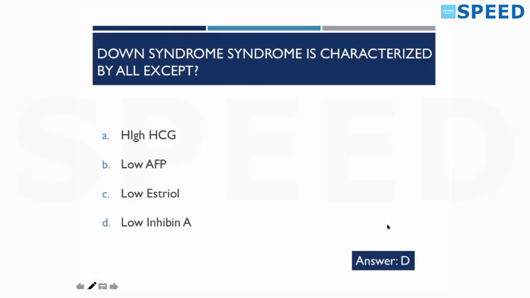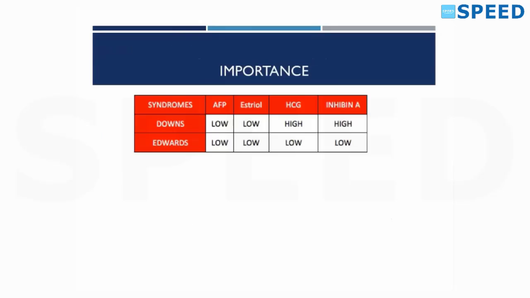So we go to the last question. Sorry, for the importance of this quad screen is, in a Down syndrome patient, HCG and inhibin A are going to be high. As I told you, you remember the mnemonic: HI remains high in Down syndrome. What about Edwards syndrome? Everything is low. So this is about Down syndrome.